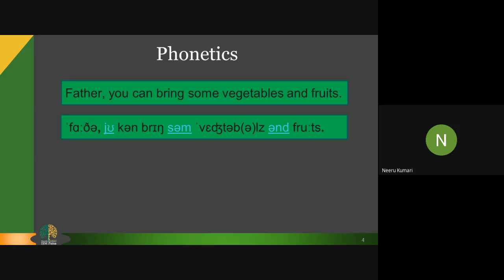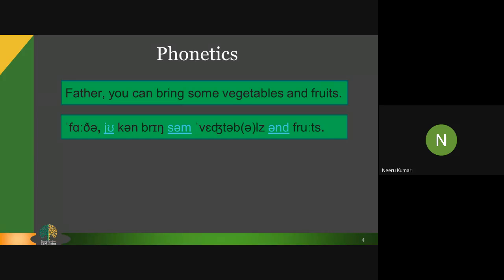Father, you can bring some vegetables and fruits. Now, how do we write the English language into phonetic language? All right. So here is the way you're going to write it. Now, this may look like Greek and Latin to you all, but it is very easy to learn, understand, and practice. So let us start our practice.